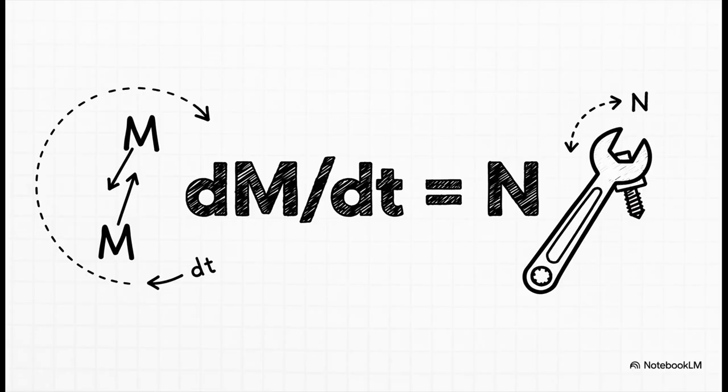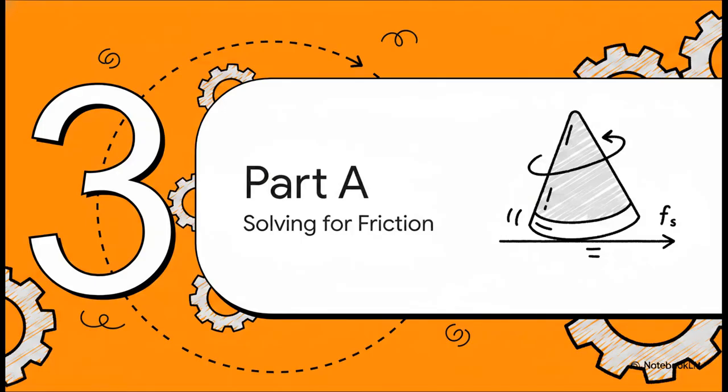And here it is, the big one, the master equation for rotational dynamics. Now, I know it looks a little intimidating, but don't worry. All this is really is the rotational version of Newton's second law, F equals ma. It's just saying that the net external torque, that's the N, is equal to the rate of change of the angular momentum, the M. This is the equation that's going to let us connect the forces we see to the motion of the cone.